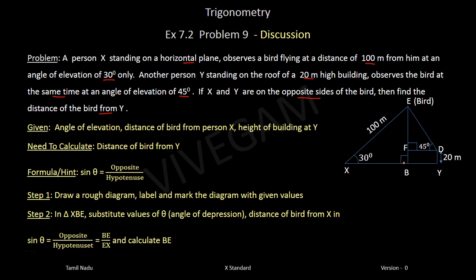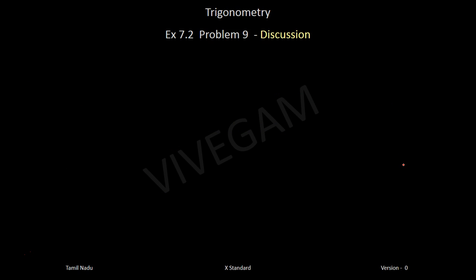BE, right? And hypotenuse, right? There's no T here, so cancel the T. Hypotenuse, that is EX, that is 100 meters. So this is known, this is known, so this is the only unknown. So from this relationship, we'll be able to calculate BE, which is the total height of the bird.